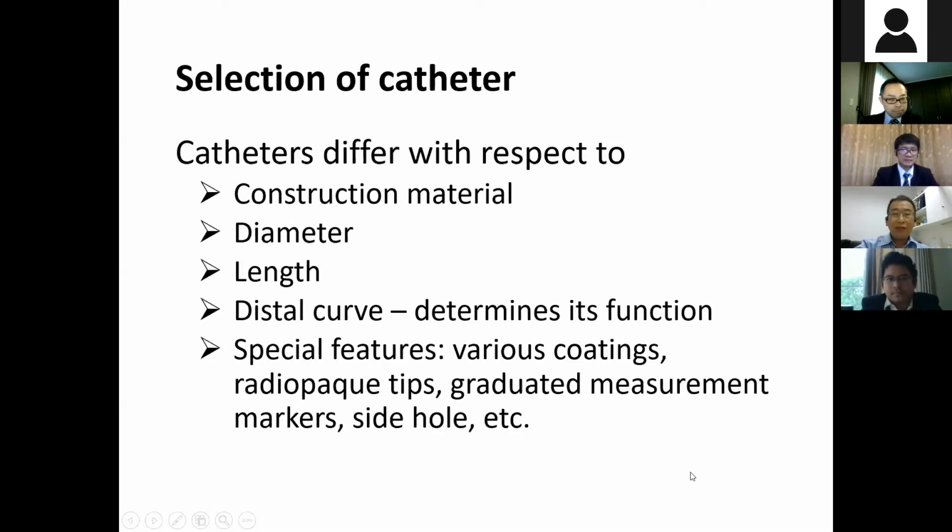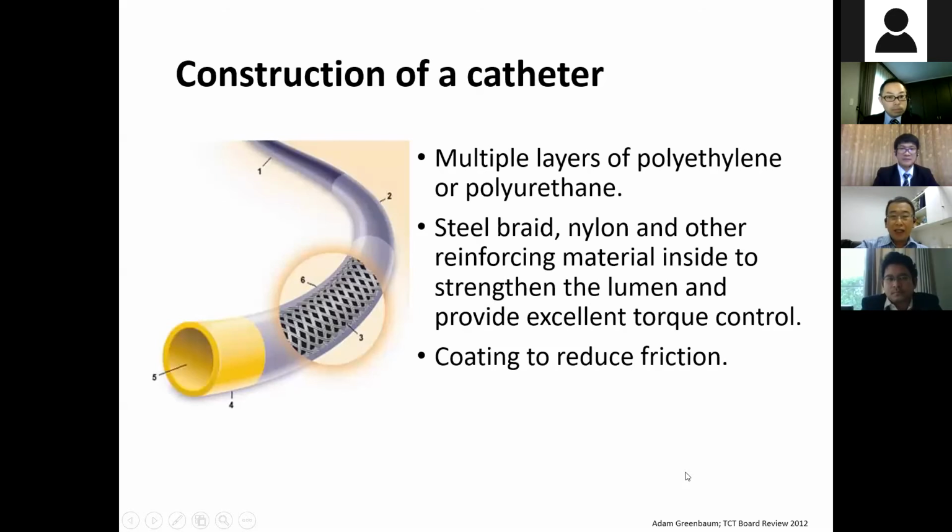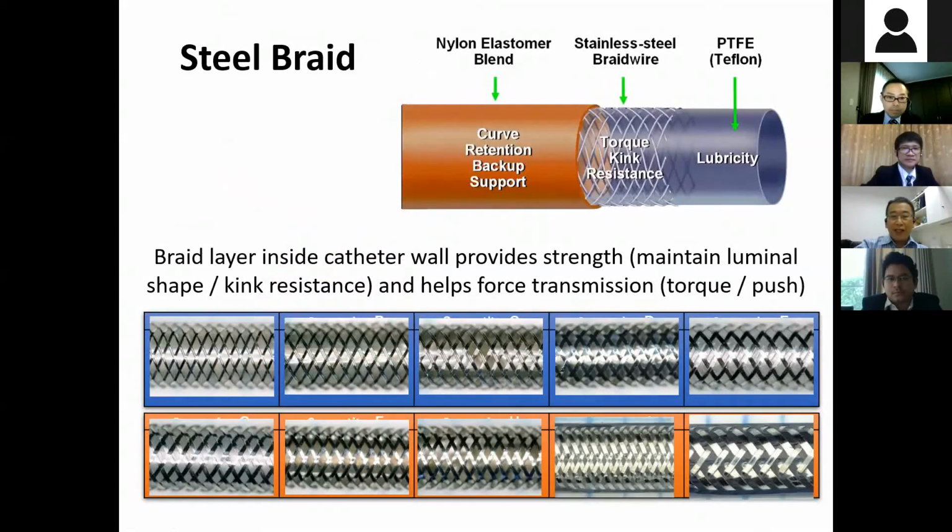The selection of the catheter is based on many factors. The first one is the construction material. The catheter consists of multiple layers of polyethylene or polyurethane that make it flexible. Inside this plastic there is a steel braid that makes it strong enough. After that, we need a coating to reduce friction during passage of the guiding catheter. The braid layer inside the catheter provides strength to maintain the luminal shape and kink resistance as well, and helps transmit both torque and push.